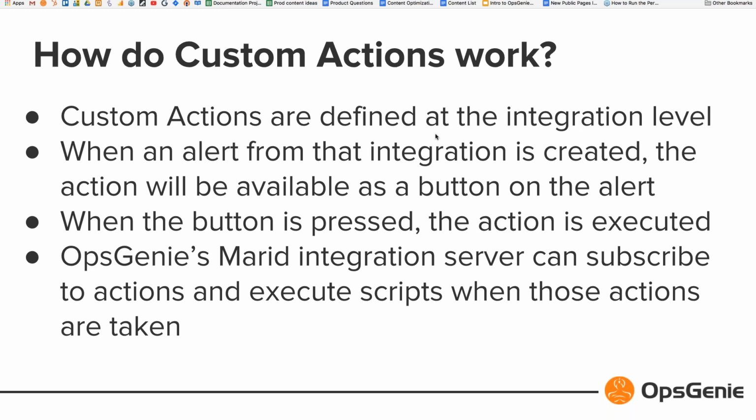So how do these custom actions work? First off, they're defined at the integration level. For example, in a Nagios integration, if you want your host down alerts to have a custom action associated with them, you would configure that within your integration. In the advanced settings of each integration, you will see an actions section down at the bottom of the screen, which I can show you here in a bit. And then when an alert is created from that integration, that action will be available as a button on the alert itself. And when the button is pressed, the action is executed.